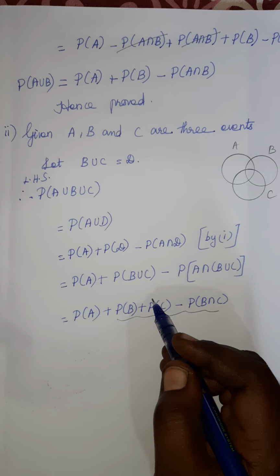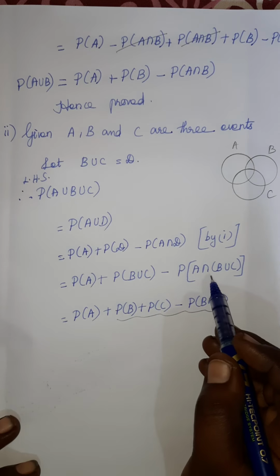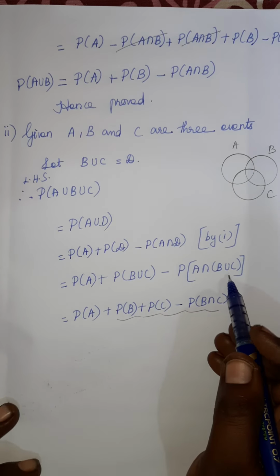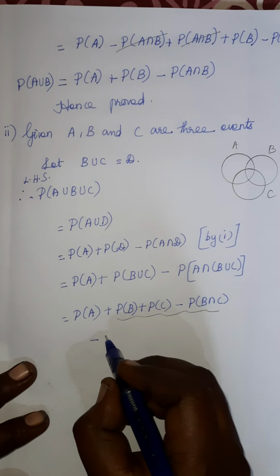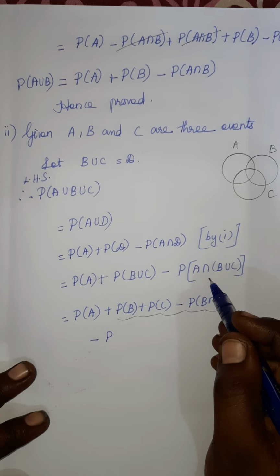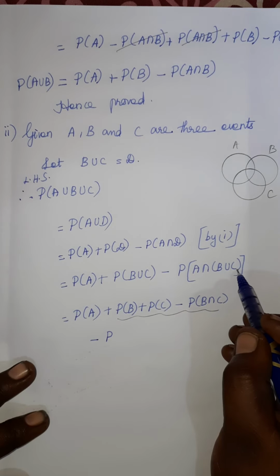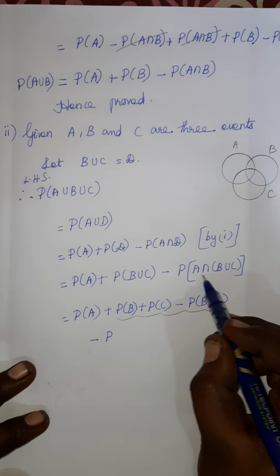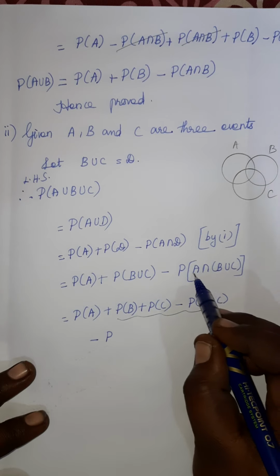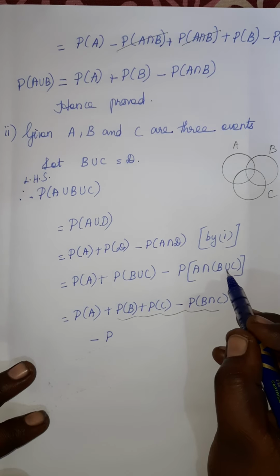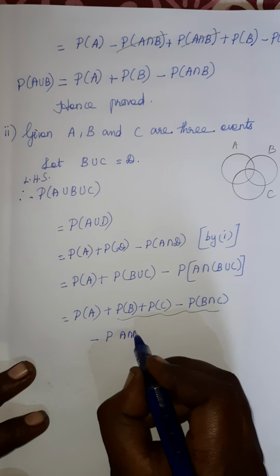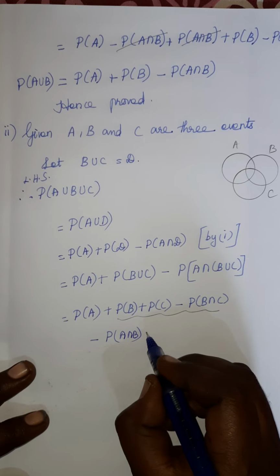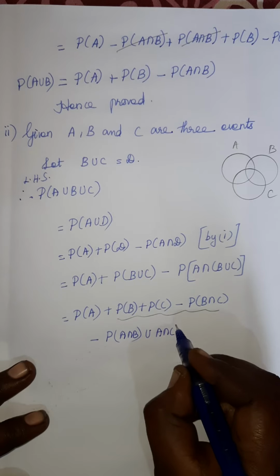Then we can see the last part, P of A intersection B union C. We can apply the distributive property: minus P of A intersection B union A intersection C. A intersection is common outside, so you apply that inside. So A intersection B union A intersection C. Are you clear? A intersection B union A intersection C.